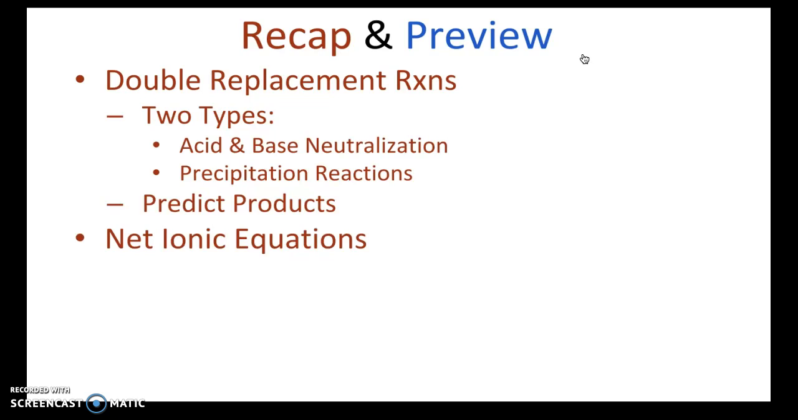We then went into, in part 3, learning about net ionic equations, which are a simplified version of a molecular equation. The reason these are helpful is that they show you what is most important and most valuable in these two types of double displacement reactions.